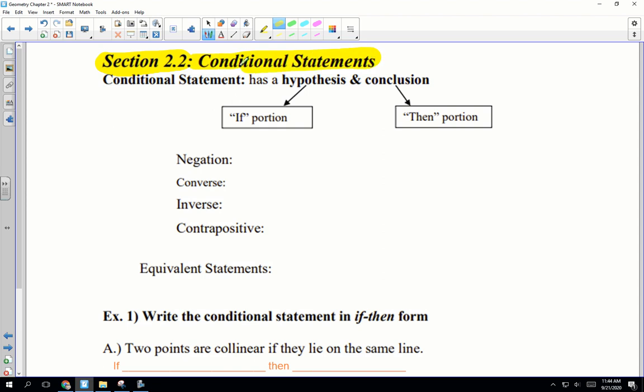These are going to be the notes for geometry, section 2 from chapter 2, and we're going to be talking conditional statements. The first thing, other than the title, that I want you to write down in your notes is that a conditional statement has a hypothesis that starts with if, and a conclusion that starts with then.